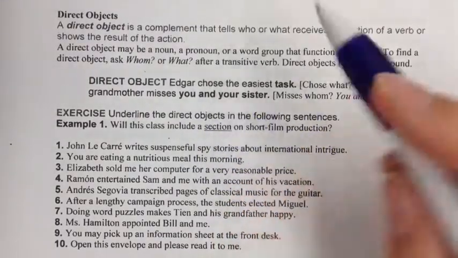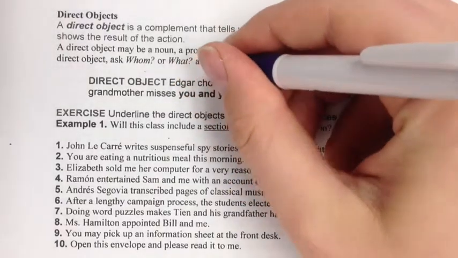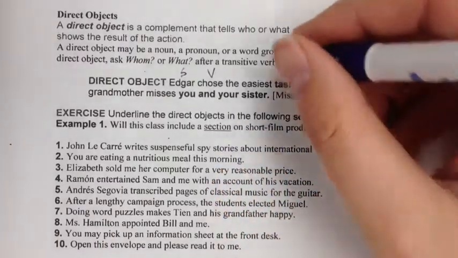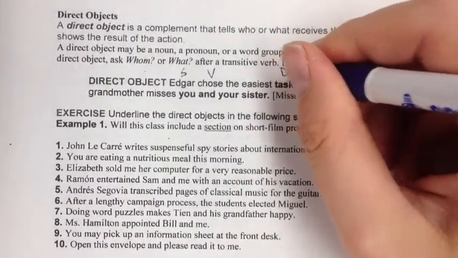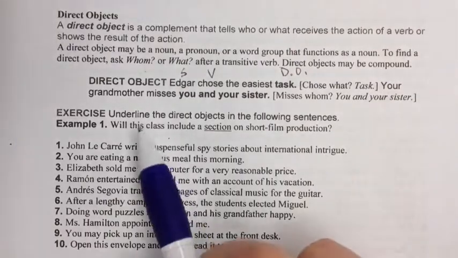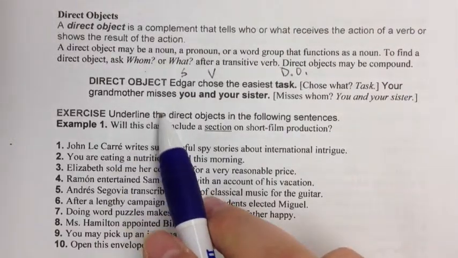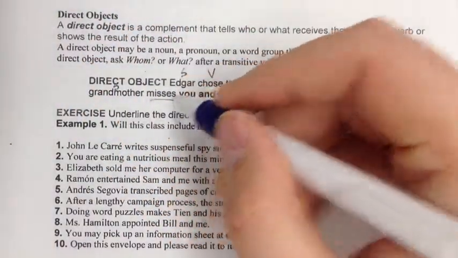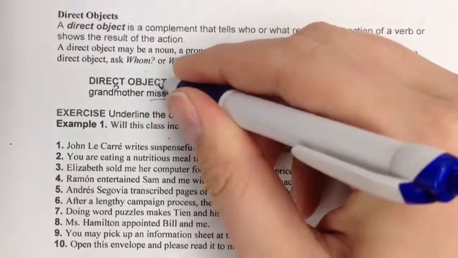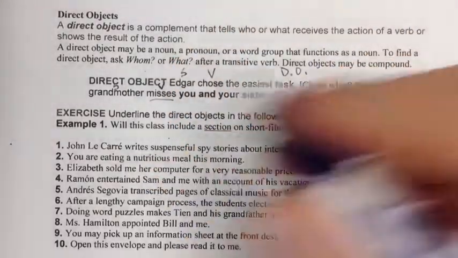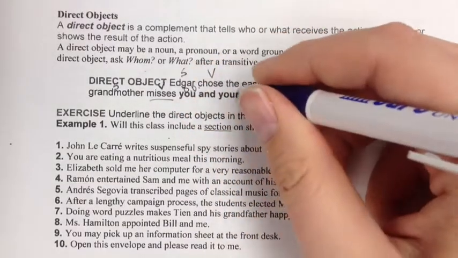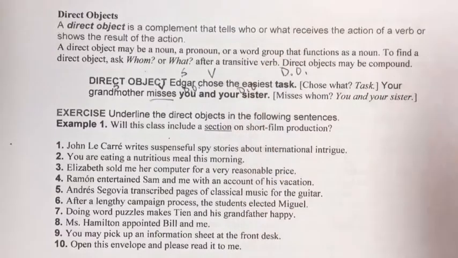The word chose is our verb and Edgar is our subject. And the thing that receives his choosing is the word task. So here's our direct object. In the second sentence, we have, Your grandmother misses you and your sister. Here's our subject, grandmother. Misses is our verb. And the people who receive your missing, or grandmother's missing, are you and your sister. These are the two direct objects.